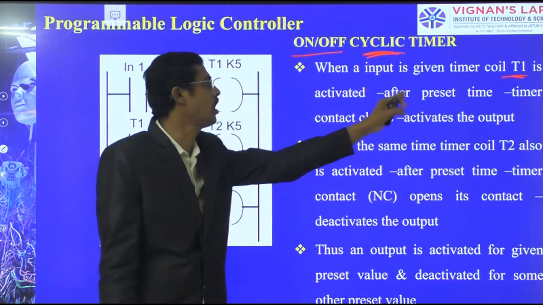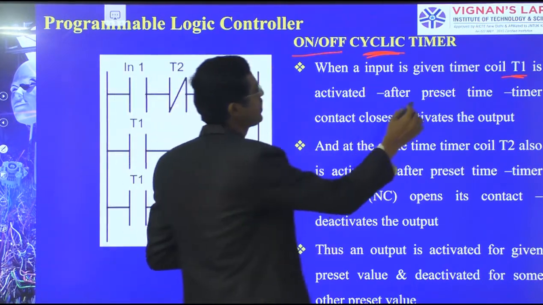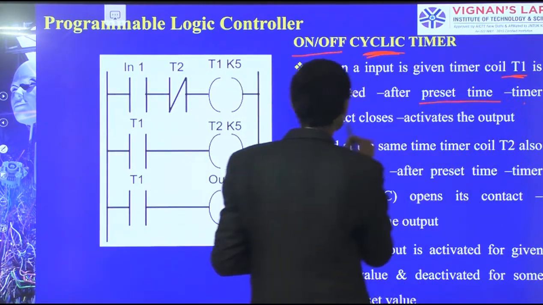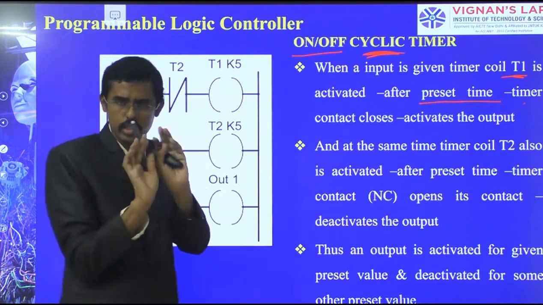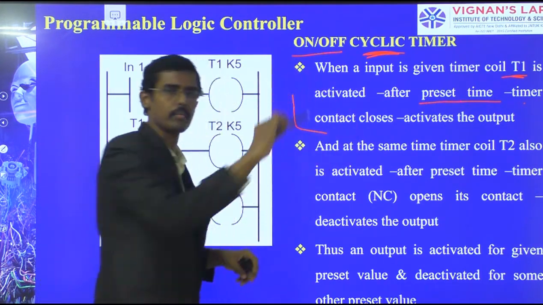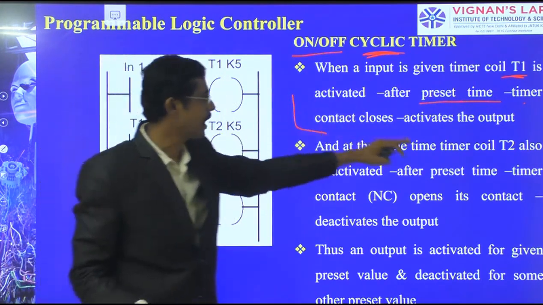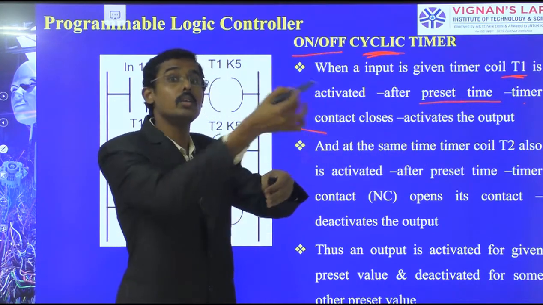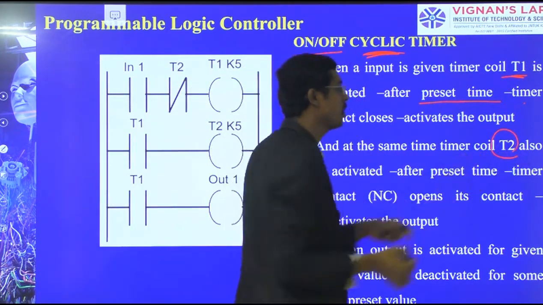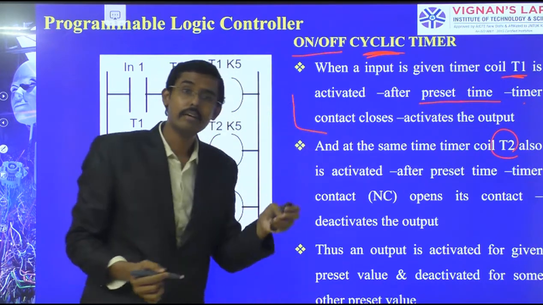Yes, we know this is the on-delay timer we have given. After the preset time, we should give on. The timer contact closes and activates the output. Yes, up to now it is an on timer. And at the same time, it activates coil 2. Coil 2 at the output is also activated.